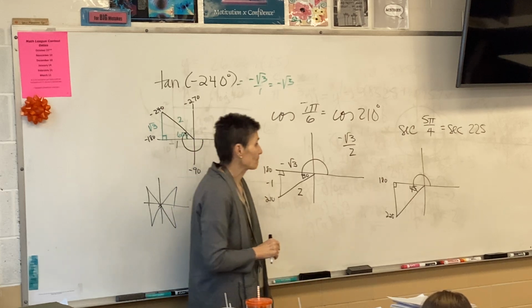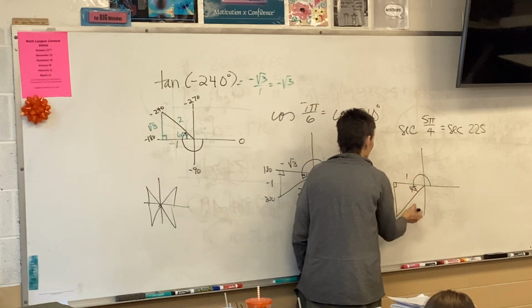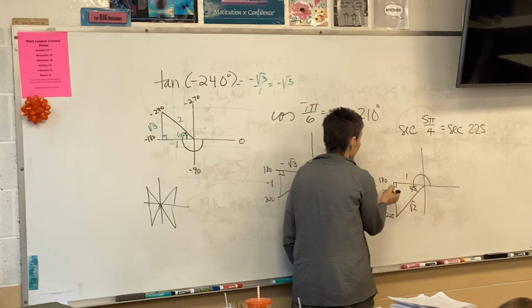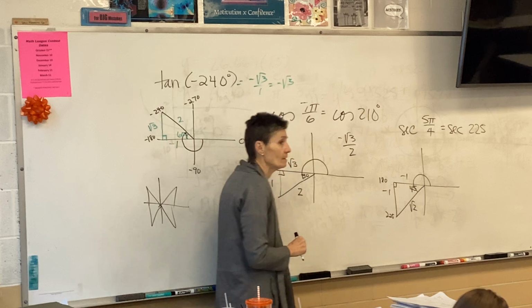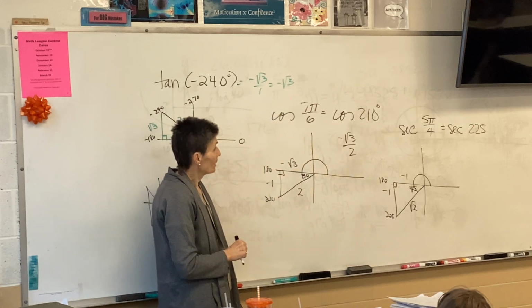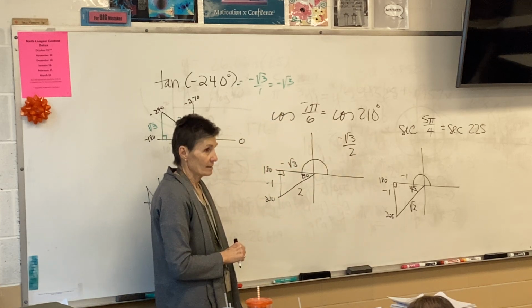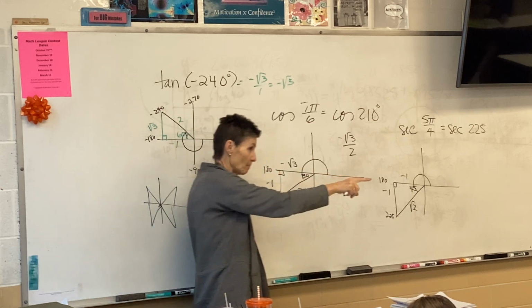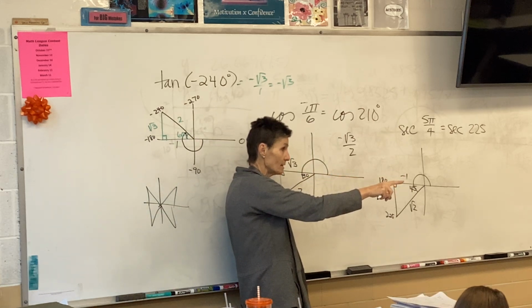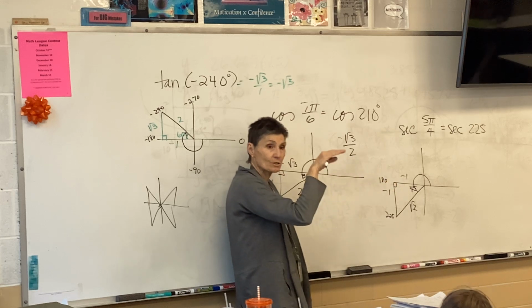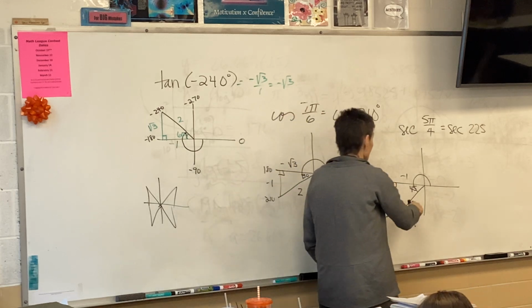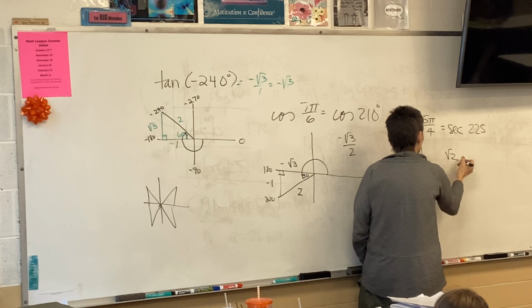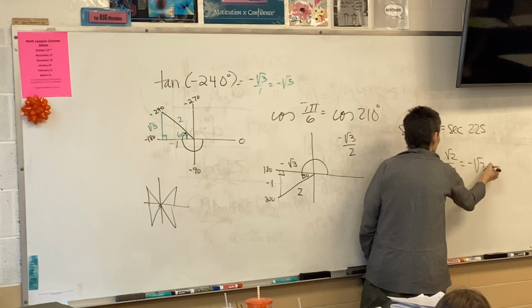Negative 1, negative 1. So we've got 1, 1, root 2, and both of the ones are negative. Secant, okay, secant is reciprocal of cosine, so it's hypotenuse over adjacent. So root 2 over negative 1 or negative root 2.